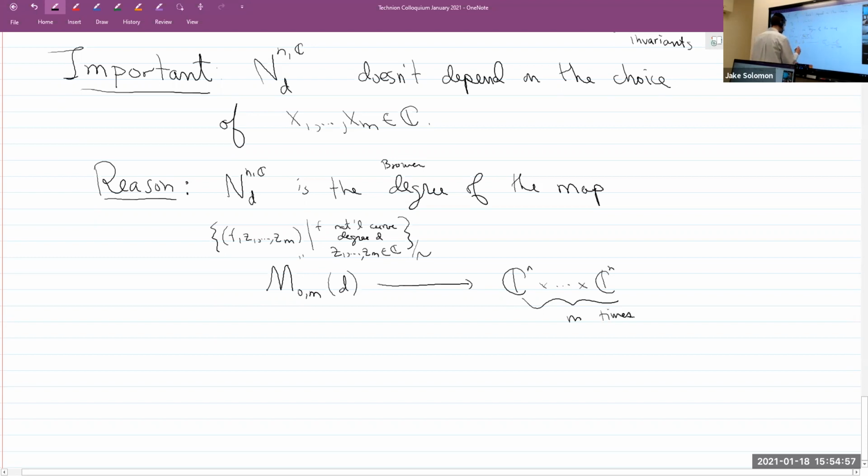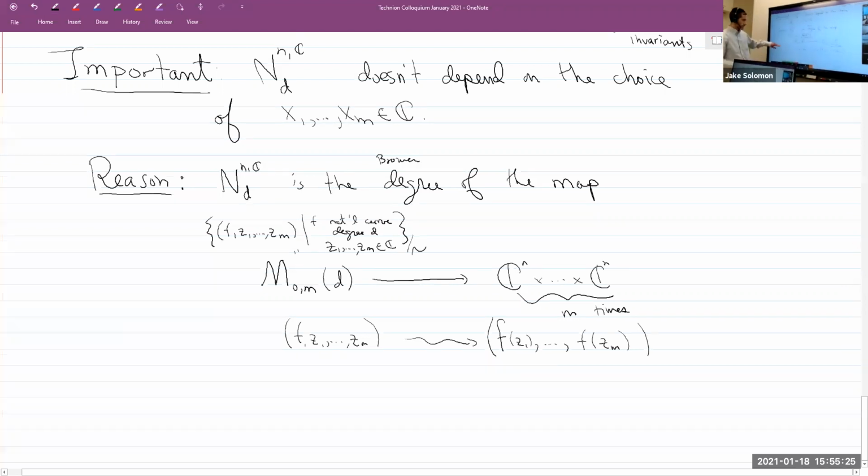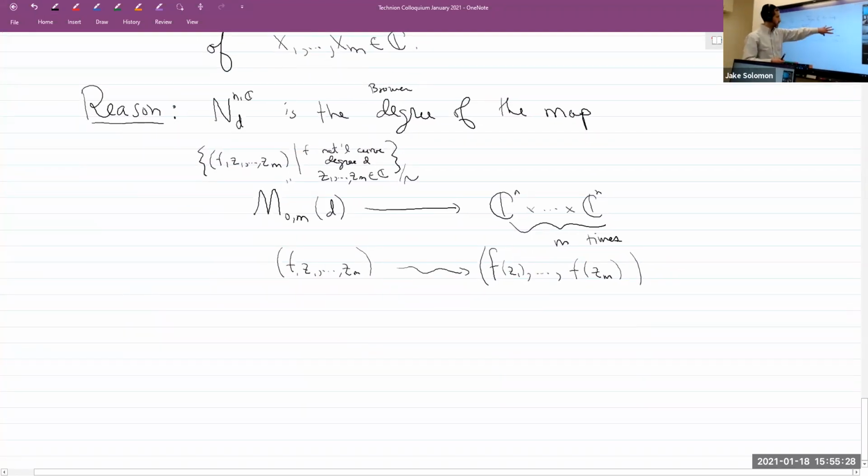And then you can map this space to C^n times itself m times. The map is going to take this tuple to (f(z_1), up to f(z_m)). It's going to be defined on some appropriate subset, but that's not super important here. If you look at the inverse image of a generic point here, you're going to get exactly N_{d,C} points over here in this space M_{0,m,d}.